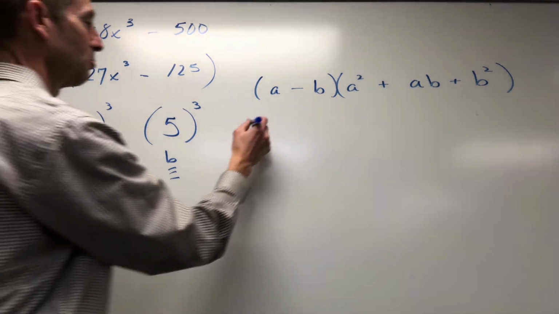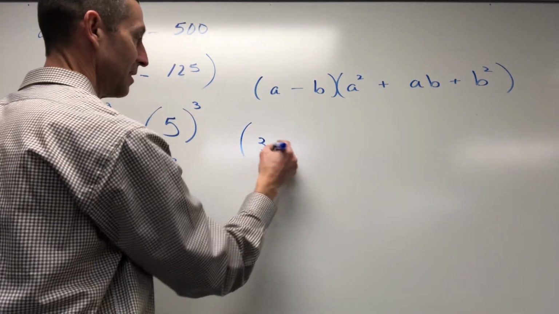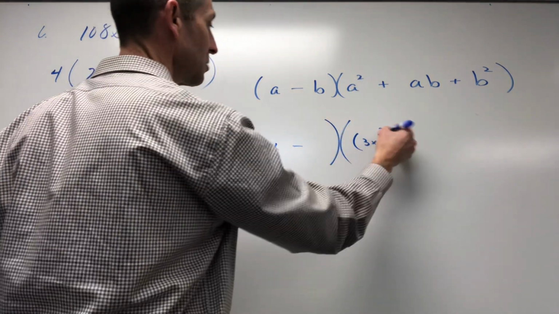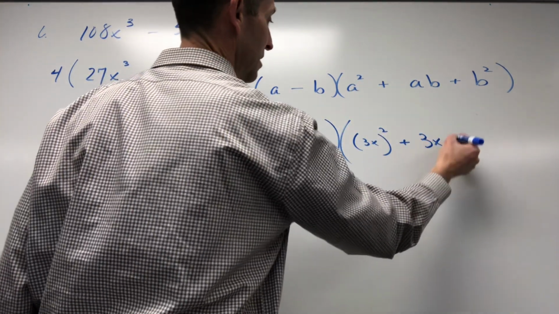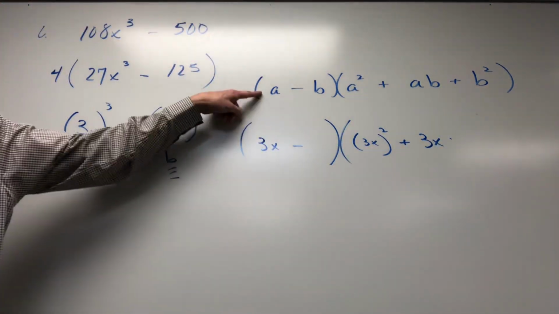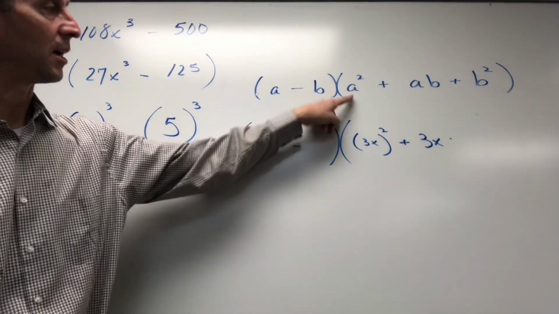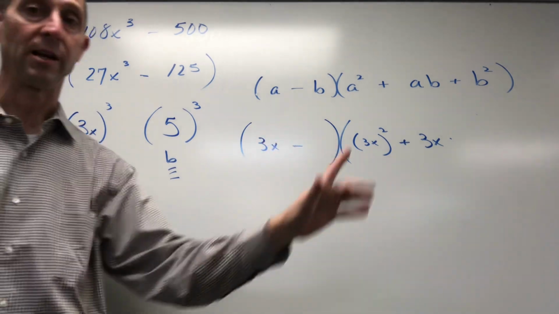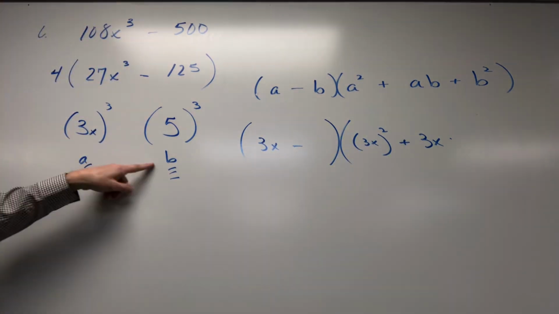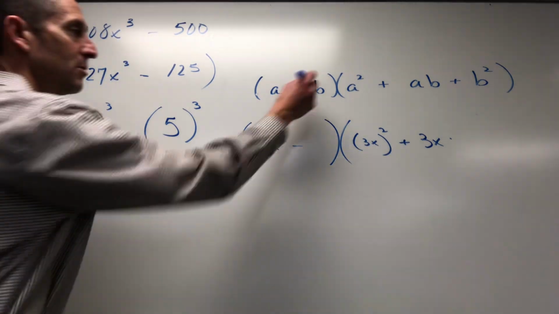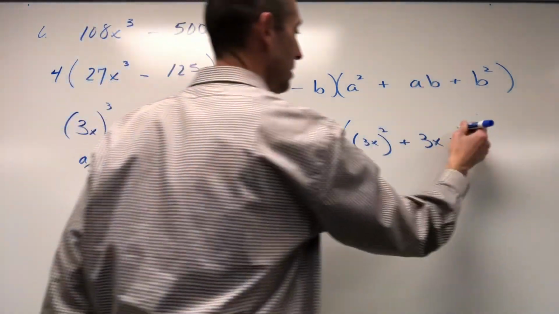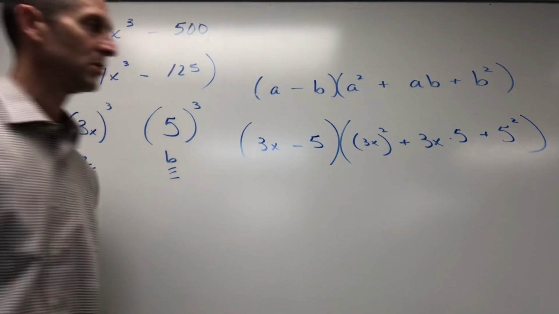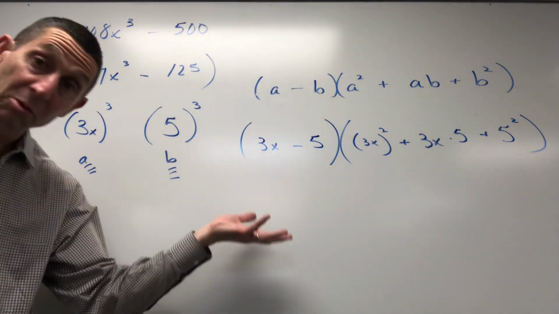Let's plug in a 3x in place of each a. Oh, be careful. You got to square them both. So here's an a, here's a 3x. Your a, 3x plugged in. This time b is equal to 5. So here's a b, here's a 5. b, 5, b, 5. So pretty good. They're all plugged into the right places.